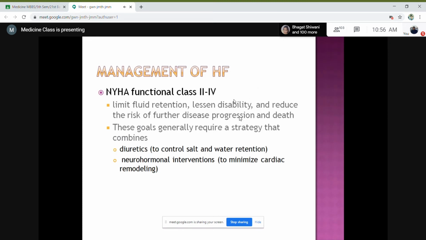Now, if the patient is in NYHA functional class 2 to 4, the aim of the therapy is to limit fluid retention, lessen disability, and reduce the risk of further disease progression and death. The goal is generally achieved by use of diuretics to control salt and water retention, and neurohormonal intervention to minimize the cardiac remodeling by use of ACE inhibitors, ARBs, and even beta blockers.